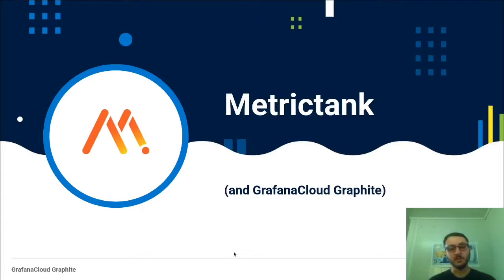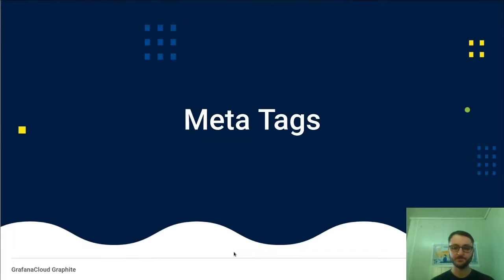So now let's look at Metrictank or Grafana Cloud Graphite. Grafana Cloud Graphite is the platform, Metrictank is the open source project. It's pretty much the same thing. At least all these features I'm going to show work on both.